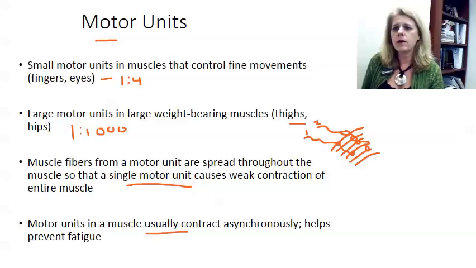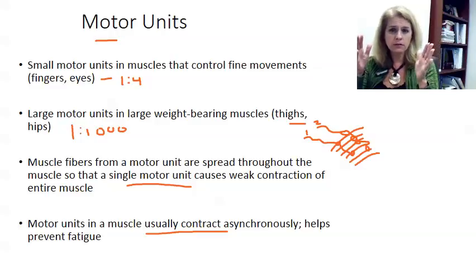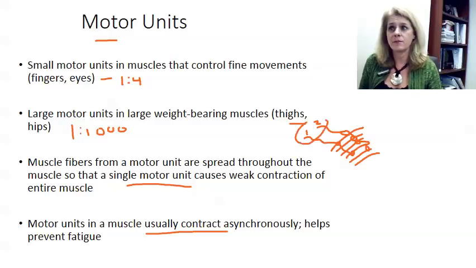Usually a muscle will contract what we call asynchronously, where one motor unit will contract and cause some of the muscle fibers to contract, and then it will take a break and another motor unit will contract and then it will take a break, back and forth, so that no particular muscle cell gets really tired or fatigued. You can also do both of them at the same time. So if you needed to pick up something heavy, you might use both motor units so that you are recruiting all of these muscle fibers at the same time.